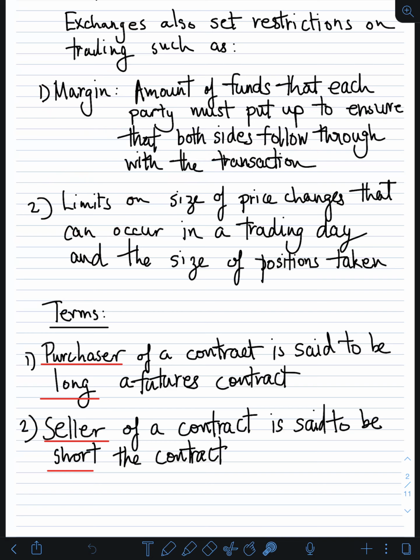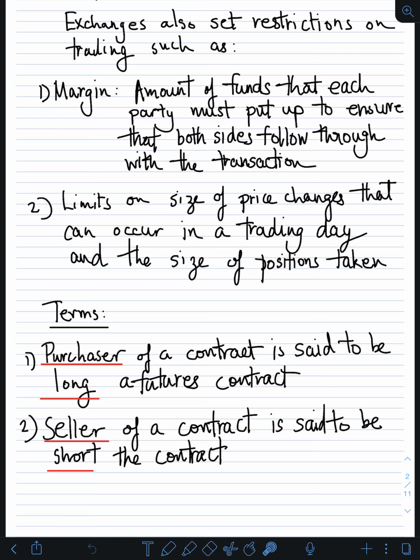Now there are also limits on the size of price changes that can occur in a trading day, and on the size of positions taken. So if the price of that underlying asset changes by a very drastic amount, trading basically stops. Then you're not able to exercise that futures contract, excuse me, not option, in that day, because trading is essentially stopped once that limit has been crossed.